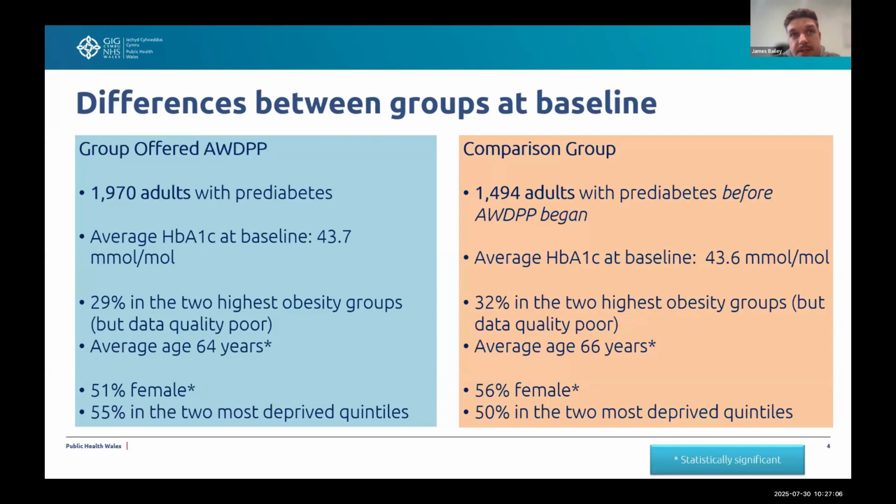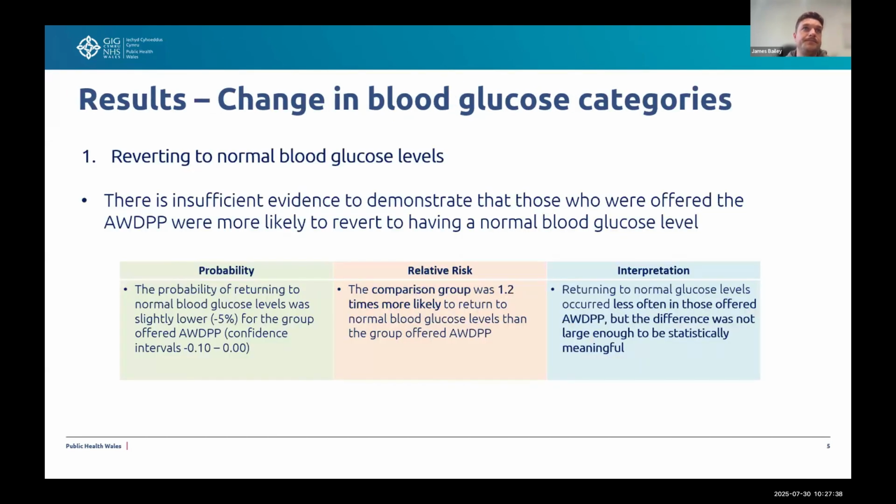The baseline HbA1c values of both groups were very similar. The majority of participants were female. Most individuals came from deprived quintiles, and the range of obesity groups was somewhat similar. The average age was 64 to 66. Basically, what we observed within both groups was similar to what we observed within current academic evidence.